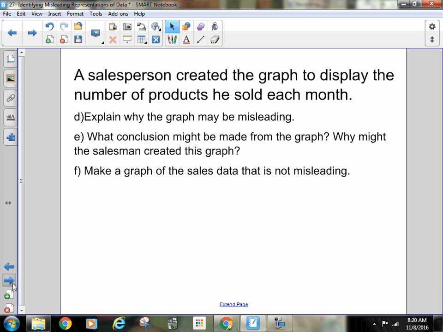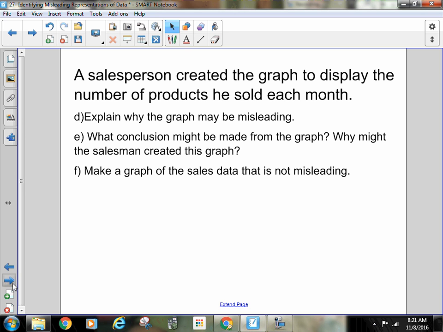A salesperson created the graph at the right to display the number of products sold each month. Explain why the graph may be misleading. Well, we see that there's a jump in the graph and it goes up to 200 right away. And now if you notice, just by glance, it looks like his sales increased a lot. But if we look at our lowest one, which is just above 240, and our highest one, which is just above 320, there's really only like a 60, 80 dollar difference. So his sales didn't really even increase by $100. So that's definitely going to be misleading there.